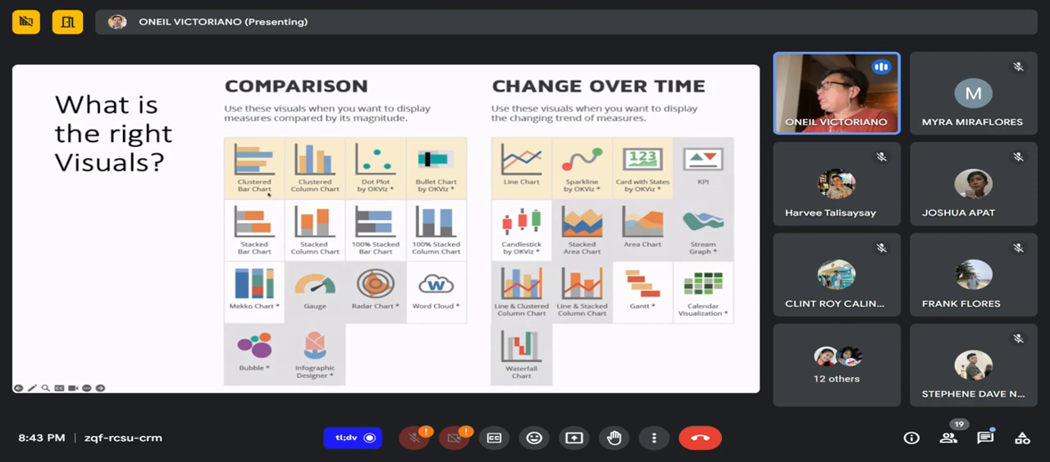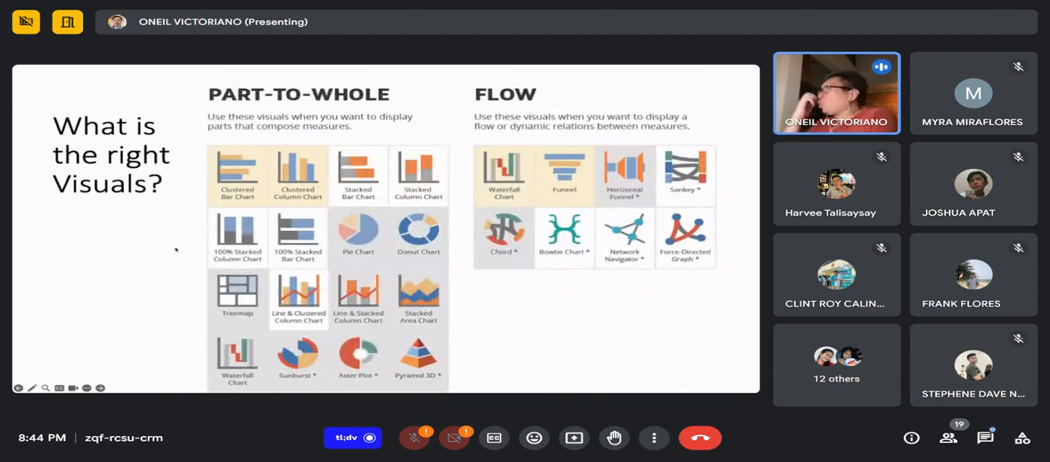So there would be comparison, with good visuals like bar chart, column charts, bullet charts, dot plots, stacked bar chart, gauge, and so on and so forth. About change over time, line charts come first. KPIs, charts with cards with single values, candlesticks, line and clustered, and line and stock. The Gantt chart is also used over time for particular processes.